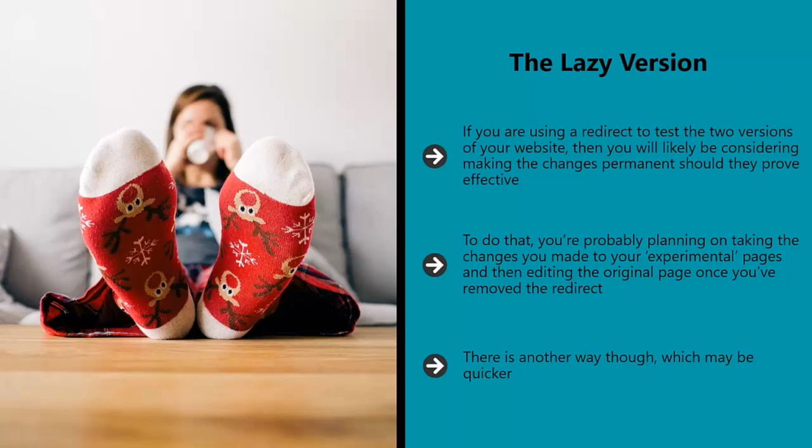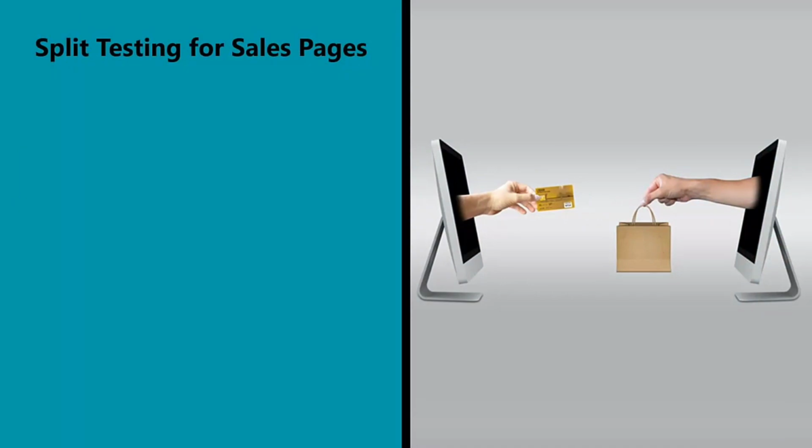You can do this with a redirect, but note that by using a 301 redirect from your htaccess file, you will risk losing 10% of your link equity. To prevent this from happening, use a JavaScript or PHP redirect instead. Split testing for sales pages.